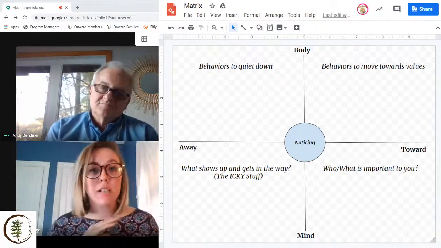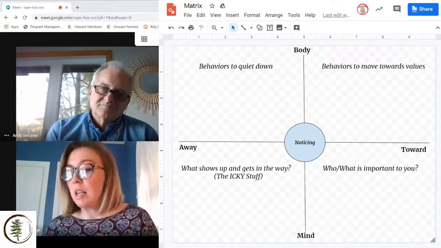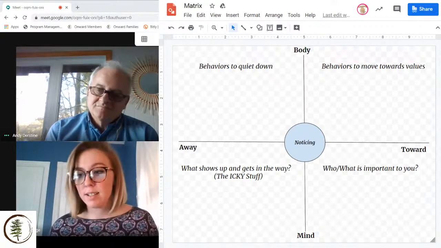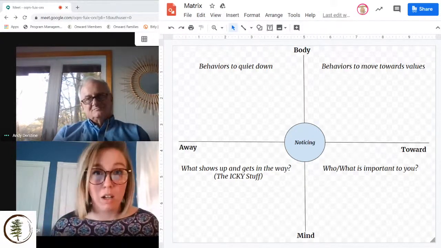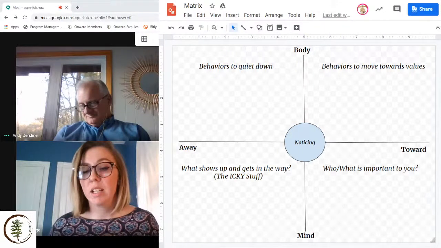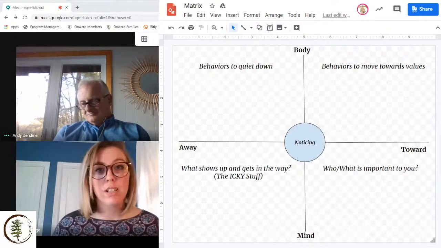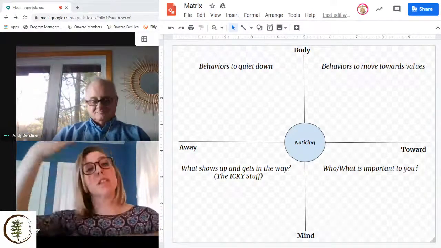So committed action, top right, those are the behaviors to move towards values. Noticing is that big circle right in the middle, that's self as context. And diffusion isn't necessarily a spot on the matrix, but it is the process of writing down the thoughts and feelings in the bottom left quadrant that takes you a little bit away from the thoughts as facts. So it gives a little bit of distance.